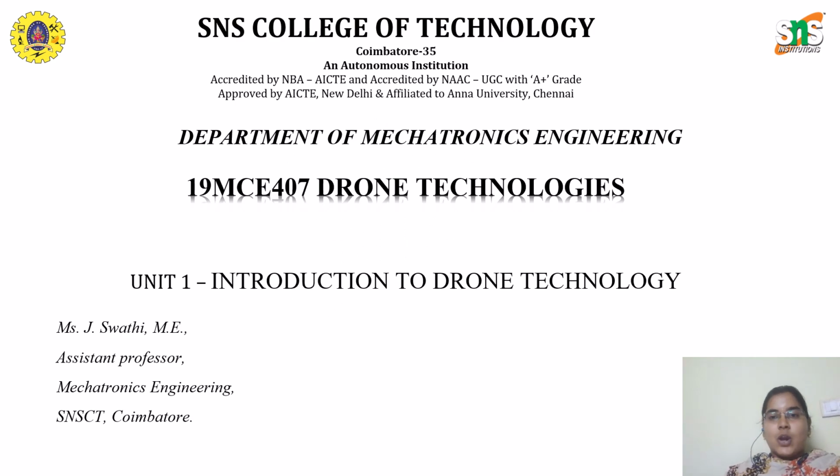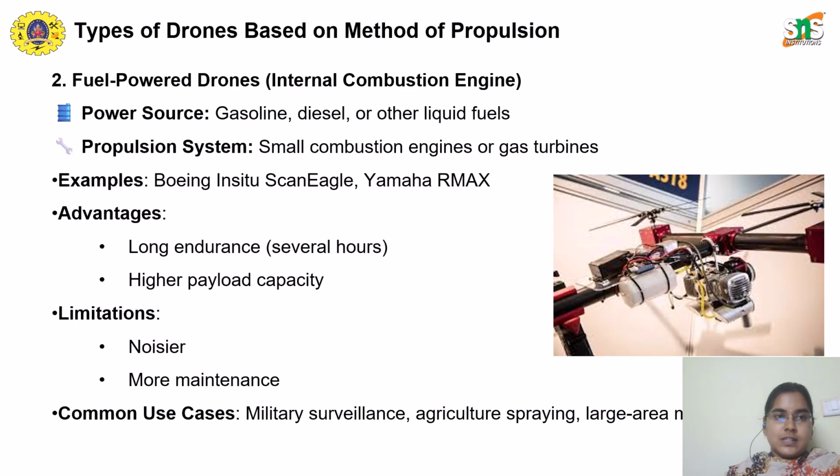In this series, we are going to continue the types of drone technologies which we have discussed. In the previous series, we discussed the electric type, that is the battery-operated method of drone design. Now we are going to discuss fuel-powered drones, that is, the internal combustion engine. The power source is gasoline, diesel and other liquid fuels which we usually see in a two-wheeler or four-wheeler which we use. And the propulsion system is small combustion engines or gas turbines.